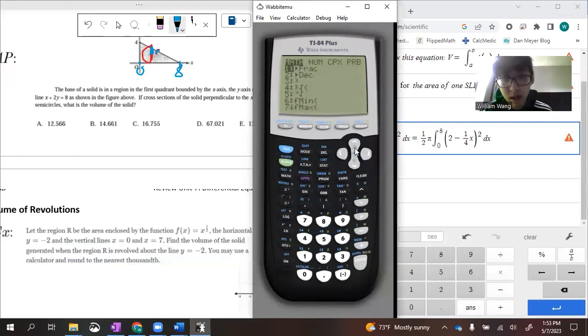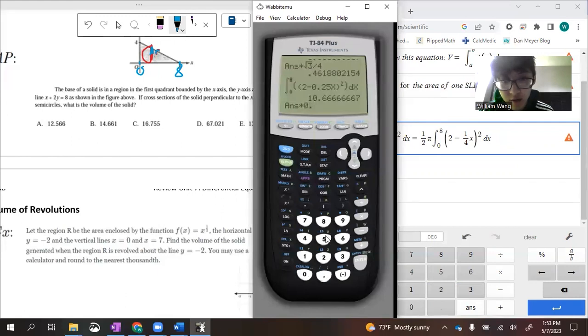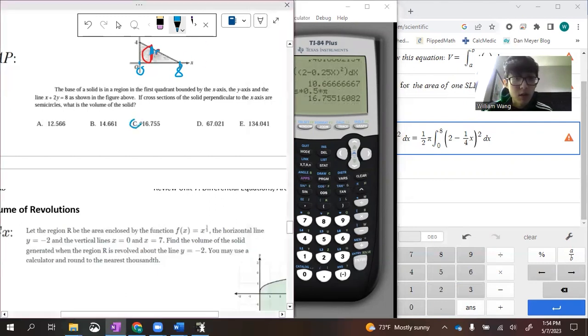So let's do that. Math, fn integral. I go from 0 to 8 of, oh, actually, I'm going to put parentheses around this first because I'm going to square everything. So 2 minus 1/4 x, I'm going to put 0.25 x. I'm going to square this whole thing, and it's with respect to x. Excellent. Then I multiply this. Don't forget, I have to multiply by 1/2 pi. So times 0.5 times, where's my pi button? Second pi. Okay, 16.755. My answer choice is C.